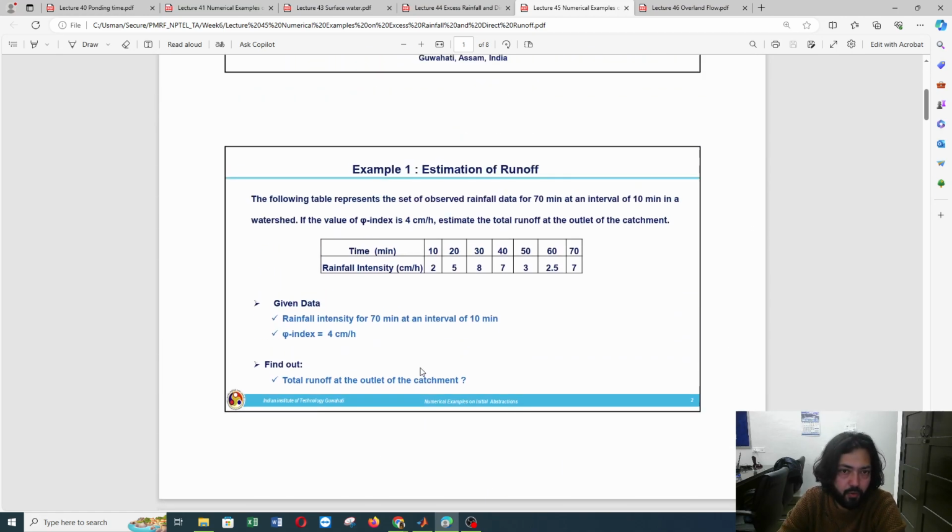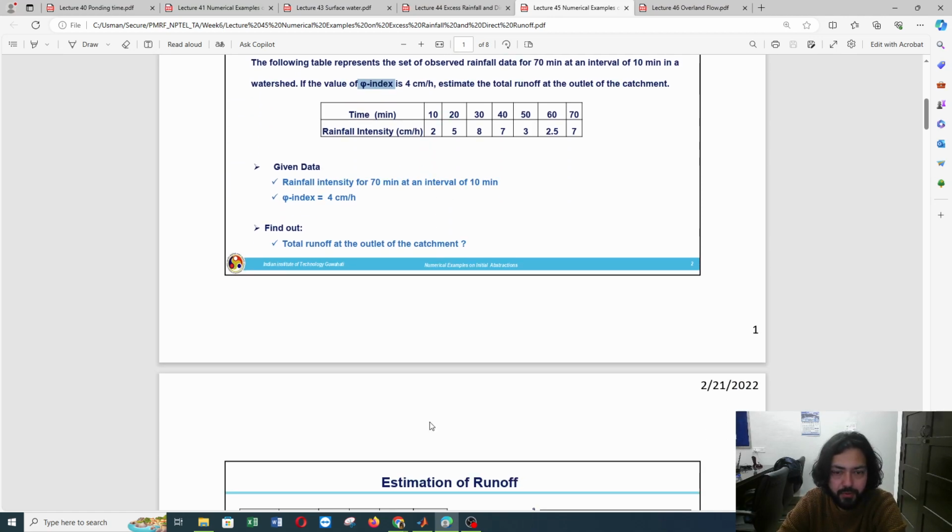So this is the numerical where they have already given us the value of phi, and they are asking us to calculate the runoff value. Now let us see another case where they are asking us to estimate the value of phi by giving the value of runoff and excess rainfall. So let us see that case also.